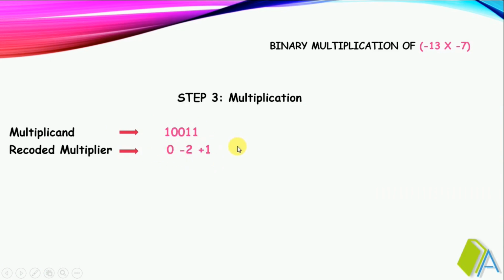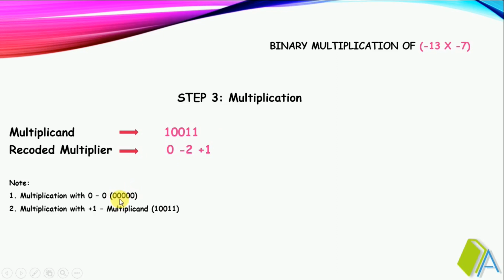Before proceeding to the multiplication, we have to see some basics. Multiplication with 0 results in 0, as we know already. Multiplication with plus 1 results in the multiplicand itself. If you multiply a number with minus 1, we have to take the 2's complement of that particular multiplicand. So this is the 2's complemented version of minus 13, right? If we take the 2's complement of minus 13 again, we will get plus 13. So actually this is plus 13.